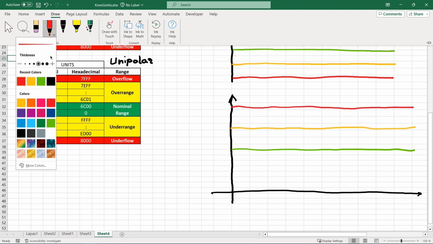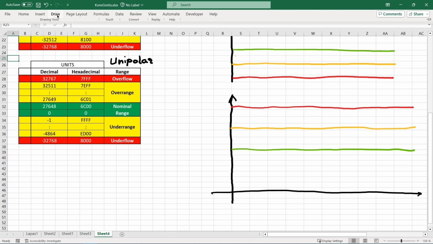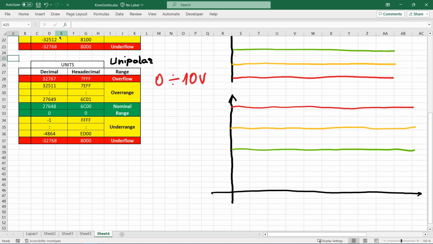As an example, let's evaluate unipolar signal of 0 to 10 volts, and our module has 15-bit resolution. One step voltage will be 10 divided by 27,648, which is equal to about 0.3617 millivolts.